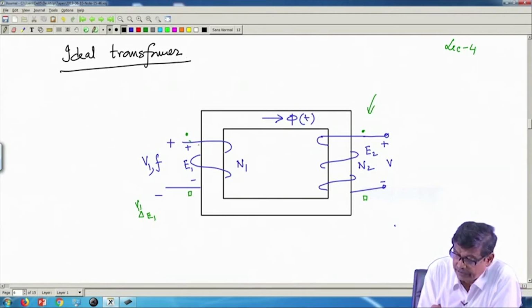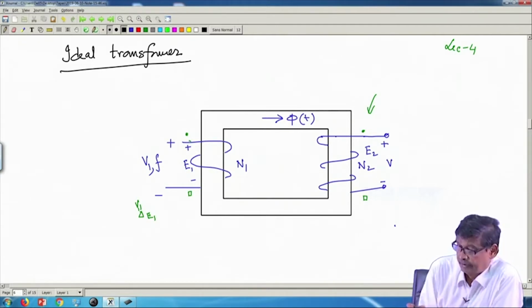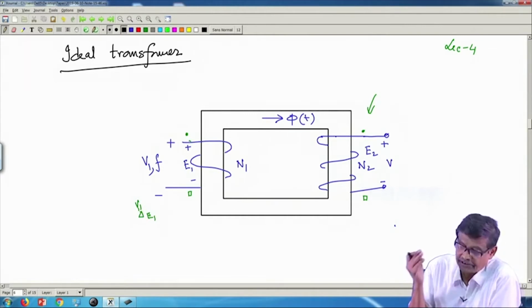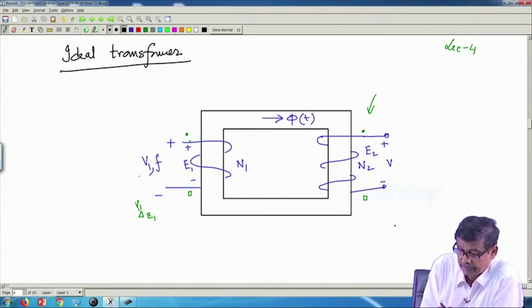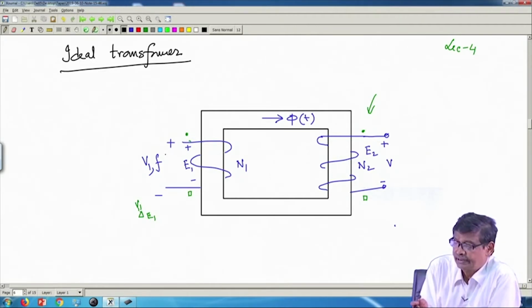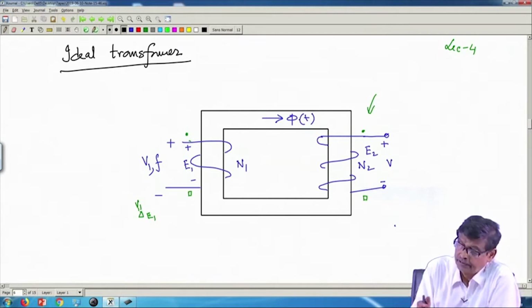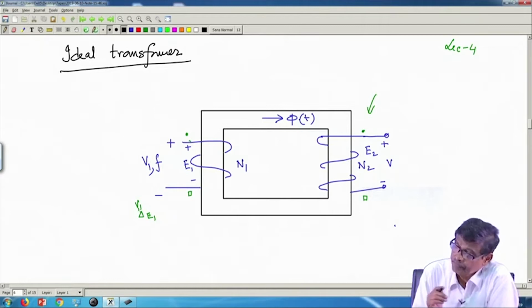Ideal transformer, that is, the winding resistances of both the coils are 0. There is no leakage flux and the permeability of the core is infinitely large, which means that if you energize this primary coil with a known sinusoidal voltage at a frequency, then the current drawn is vanishingly small. And if that be the case, then there will be phi t, the peak value of which is phi max, and this phi being time varying also links this coil and you have induced voltage.